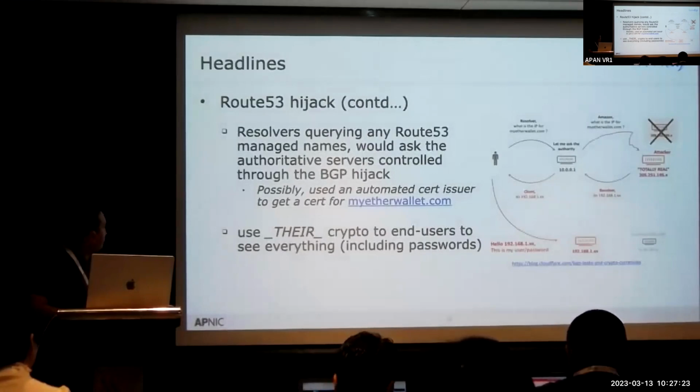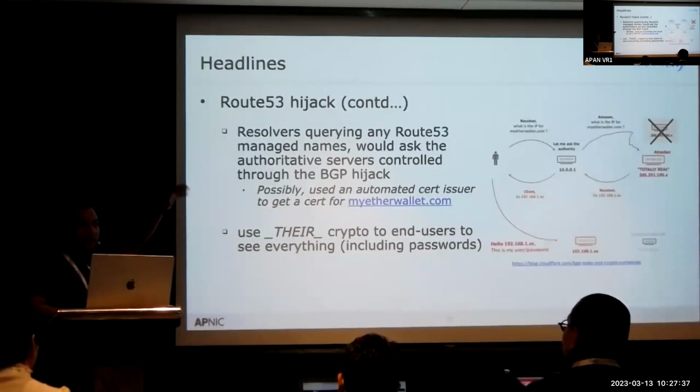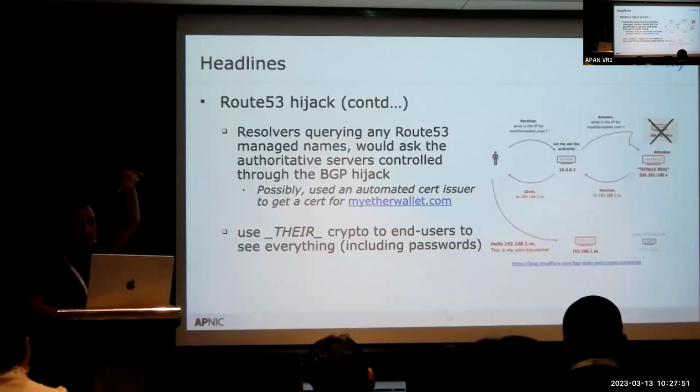So a resolver querying any Route 53 managed name would ask the authoritative servers controlled through the BGP hijack, right? One of the things is that BGP is on one hand, but DNS is another thing, right? DNS is an application, BGP is something related to the network, right? The DNS has not changed there, but things have changed slightly on the BGP side, and that's creating the problems, right?